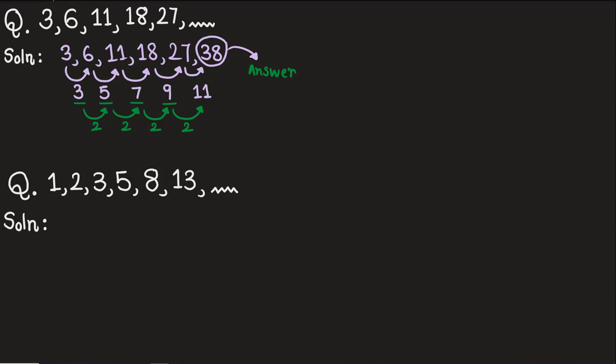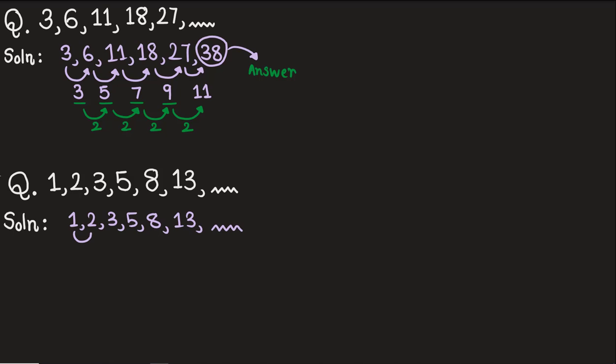Next, let us move to our next question, that is 1, 2, 3, 5, 8, 13. So let us write our series here again: 1 2 3 5 8 13 and a dash is given. So what would be our first try? I have said that our first try should be the numbers and the differences between them. So let us see if differences work or not.